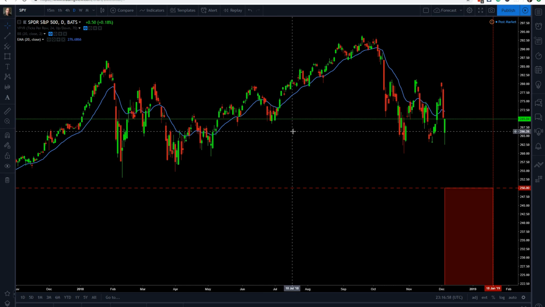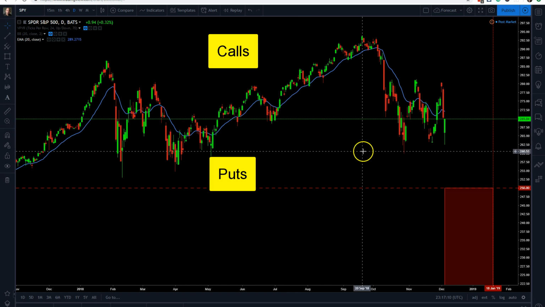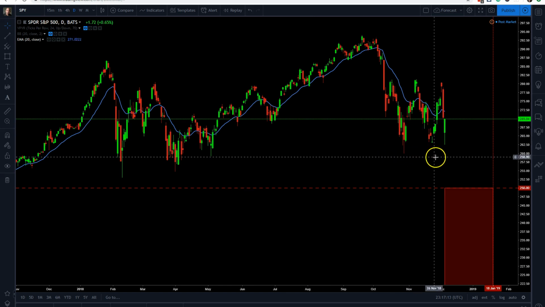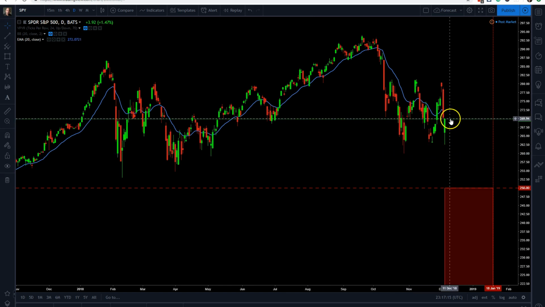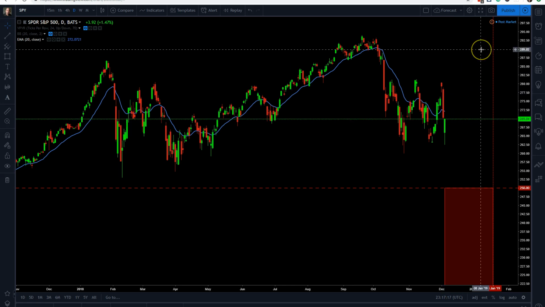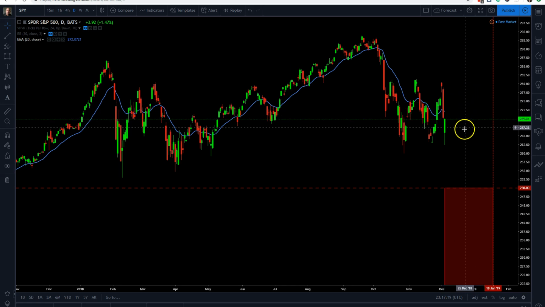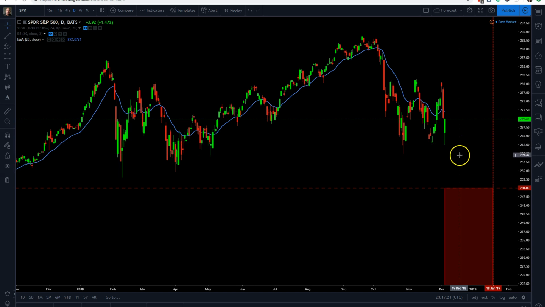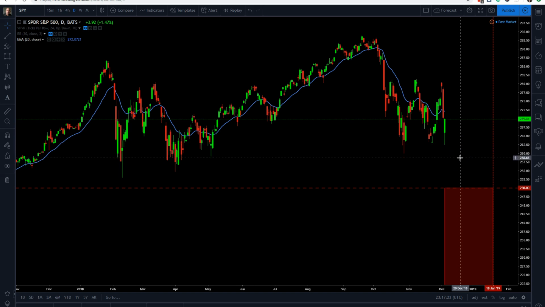It just sold a naked put, and in options there are only two types of options. There are calls and there are puts, and you can either buy them or sell them. And what I did is, it was a bullish strategy, so I am betting that the price is going to go up, and to do that I just had to sell a put.